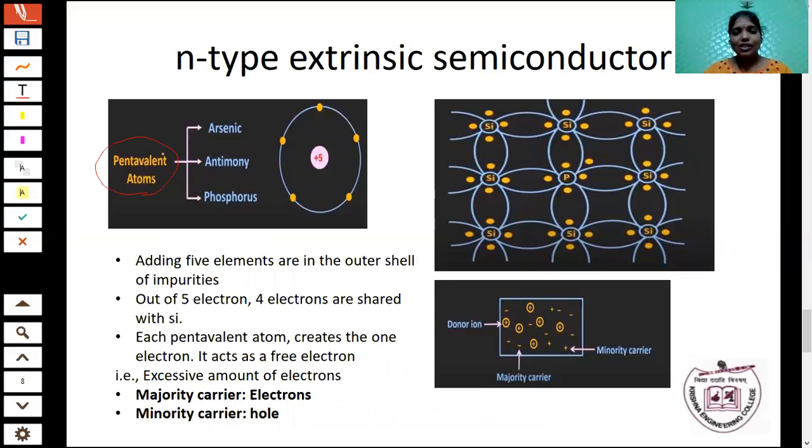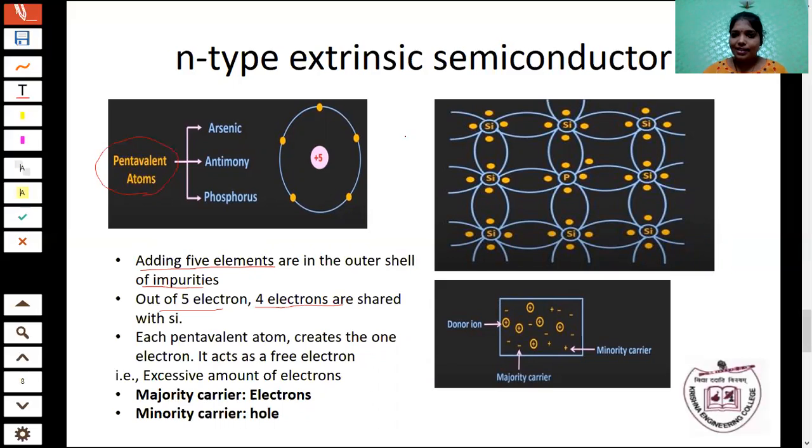Intrinsic means what? Pure semiconductor material. Here the impurity material should be a pentavalent atom. Pentavalent means the valence shell should consist of 5 valence electrons. Examples of pentavalent atoms are arsenic, antimony, phosphorus, etc. So what is the meaning of n-type extrinsic semiconductor material? We add an element which has 5 valence electrons in its outermost shell to the pure semiconductor material. So out of 5 electrons, 4 electrons are shared with silicon.